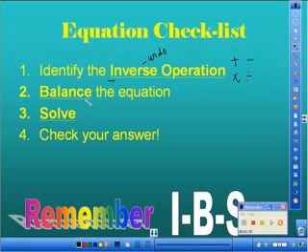The second step in our equation checklist is balance. This is what the B stands for in our acronym. When we say balance the equation, it means whatever we do to one side, we must do to the other. The final step is to solve. After you have completed all 3 of these steps in the equation checklist, you're finished. Now, if you're a really smart student and you always want to get a 100 on your test, or whatever assignment you're completing, you always want to go back and check your answer.